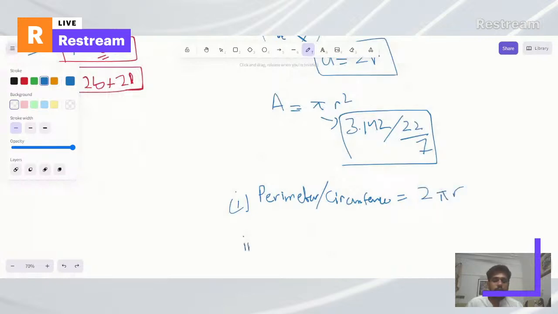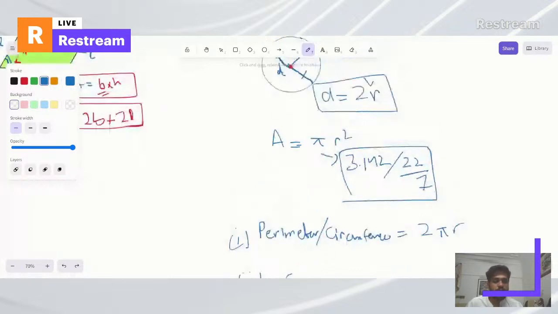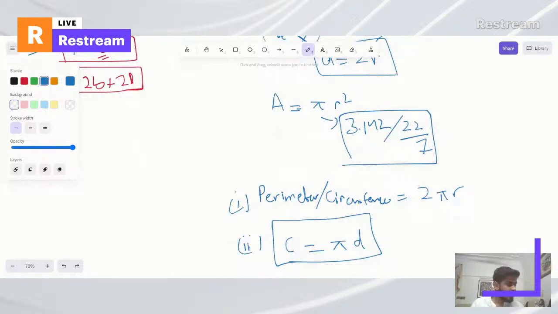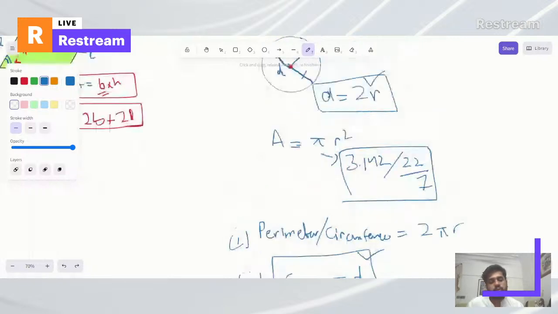And the other formula for the circumference: 2 r is equivalent to the diameter, right? So we could write it as pi times diameter as well. So here are the two formulas for finding out the circumference of a circle, right? So I hope this is clear.